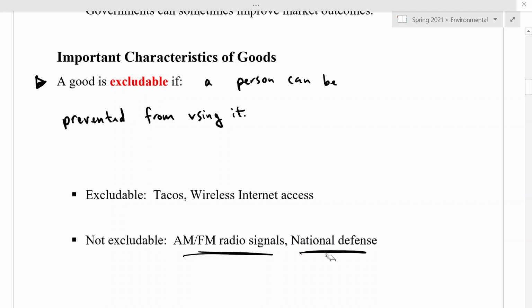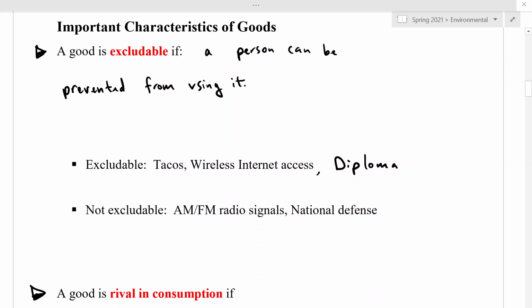National defense, as well, as I just talked about. If I don't pay my taxes, I can't be excluded from that protection. Another example of what I was just mentioning: I can be excluded from having a diploma if I don't pay my tuition or if I don't complete all the requirements.